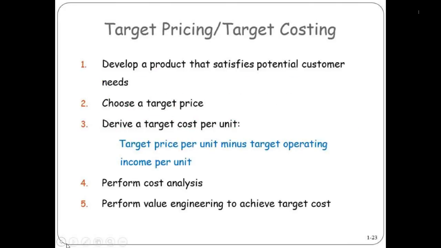So once you start off with that target price, you then have to figure out your cost. You go backwards. Then you need to develop a product that would satisfy your customers at that price. So you work backwards from a target price. You derive the cost by looking at the target price, subtracting out your income, what you require to be your income, and that's your cost. And then you engineer a product at that cost. That's target pricing.